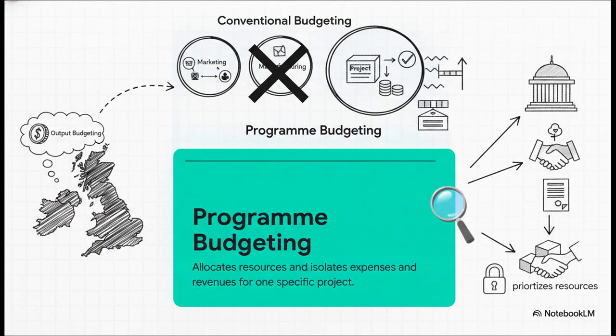Unlike conventional budgeting that might group all marketing or all manufacturing together, program budgeting isolates everything for one specific project. No external revenues or outside departmental expenses are mixed into this specific bucket. It helps pinpoint exactly where funds are going, making it incredibly popular for government departments, nonprofits, and complex corporate contracts. Why? Because it allows for strict accountability and prioritizes resources based solely on specific project needs.